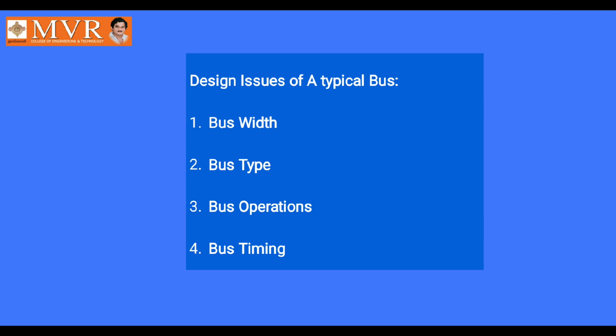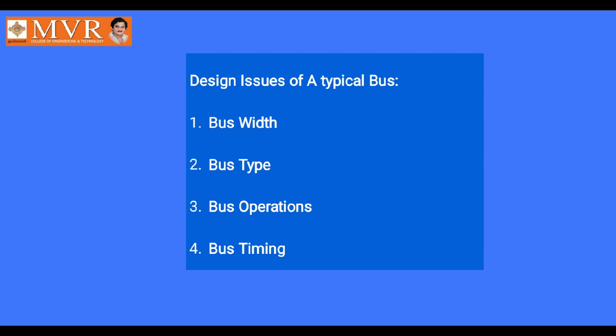Just now I told you, when we are going to design a bus, nothing but a group of wires, there are various factors you have to remember. The first one is bus width. What do you mean by bus width? Just like length, is it a 2 lane bus, a 4 lane bus, or a 16 lane bus? We need to consider this depending upon the number of bits that we are going to transfer at a time.